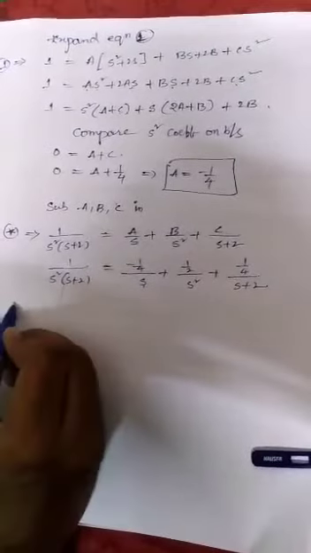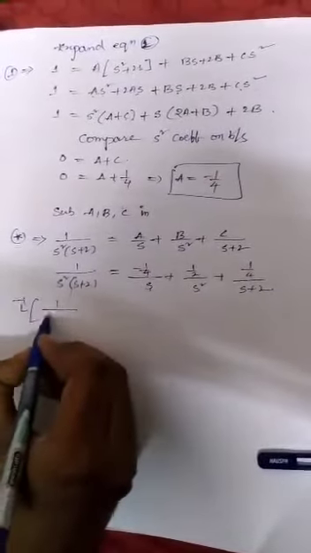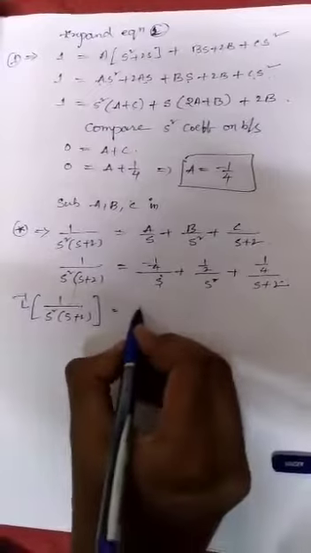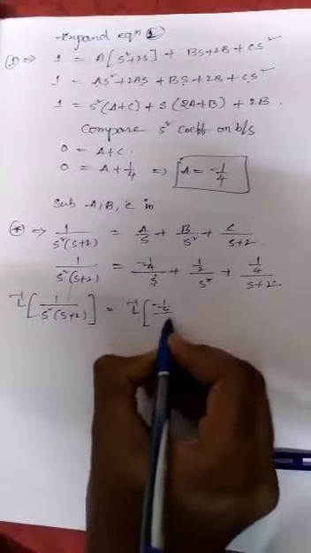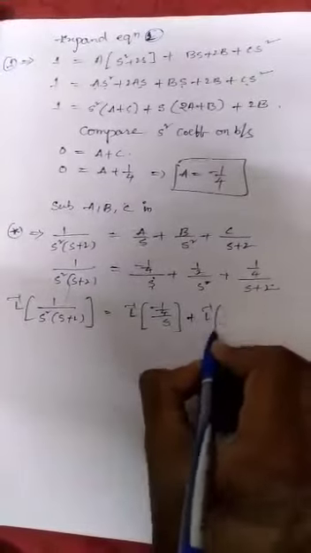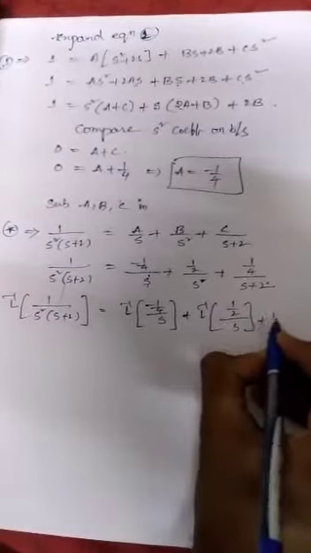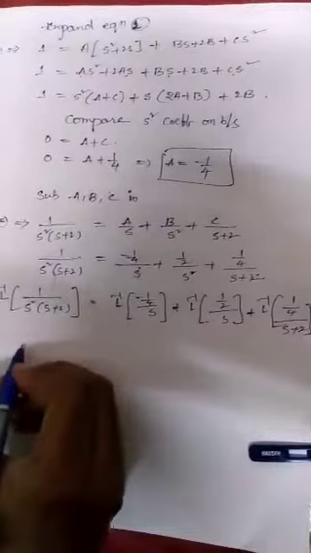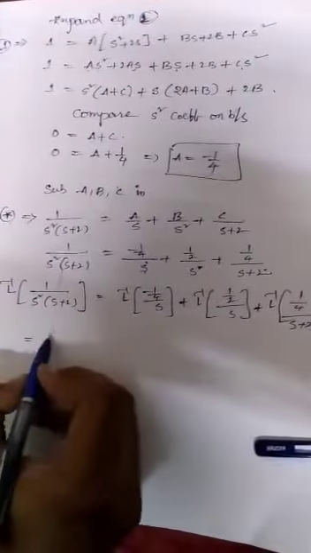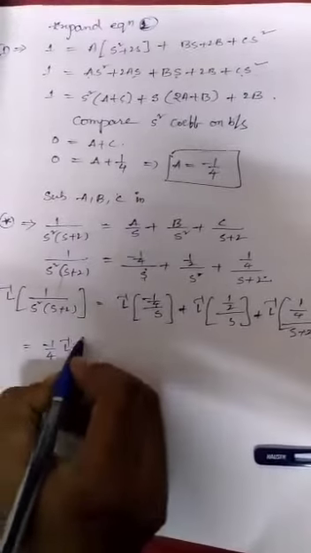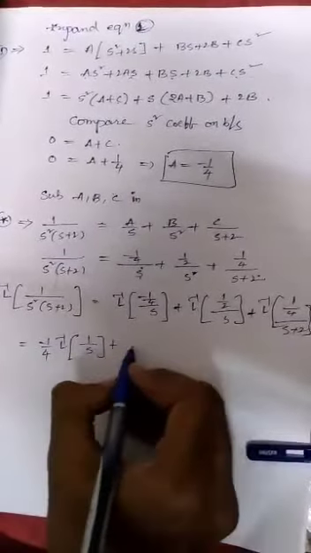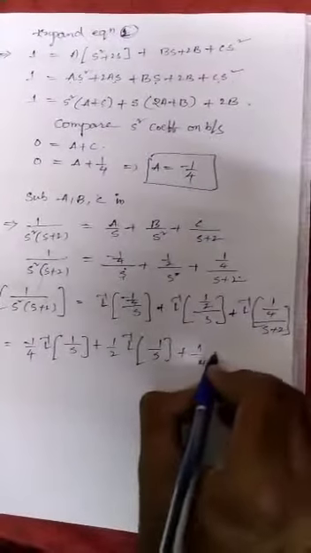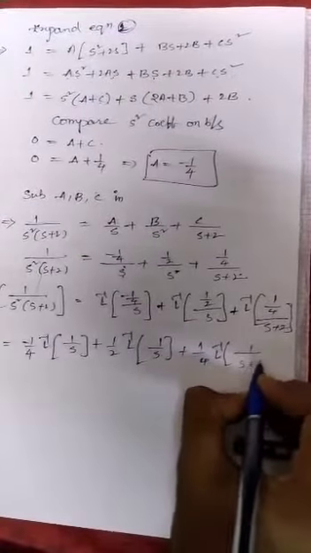But we have to find Laplace inverse of this function, right? So we have to apply Laplace inverse for these three terms separately. So you will get Laplace inverse of minus 1 by 4 by s plus Laplace inverse of 1 by 2 by s square plus Laplace inverse of 1 by 4 by s plus 2. Now write these constants outside, then apply Laplace inverse. Write minus 1 by 4 outside because it is a constant, Laplace inverse of 1 by s. Then write 1 by 2 outside, Laplace inverse of 1 by s square. Then write 1 by 4 outside, Laplace inverse of 1 by s plus 2.